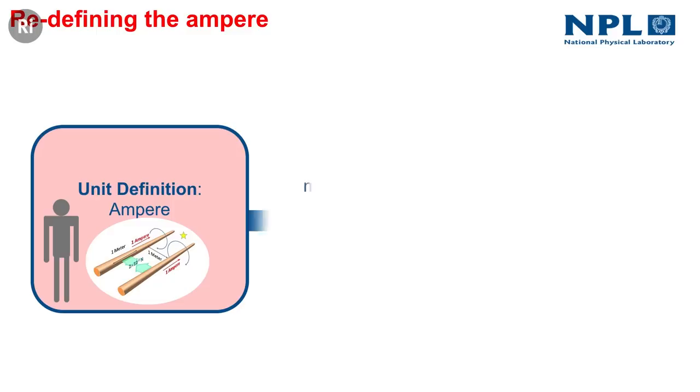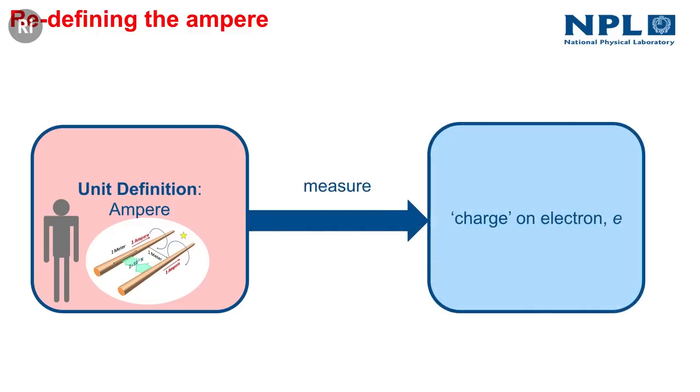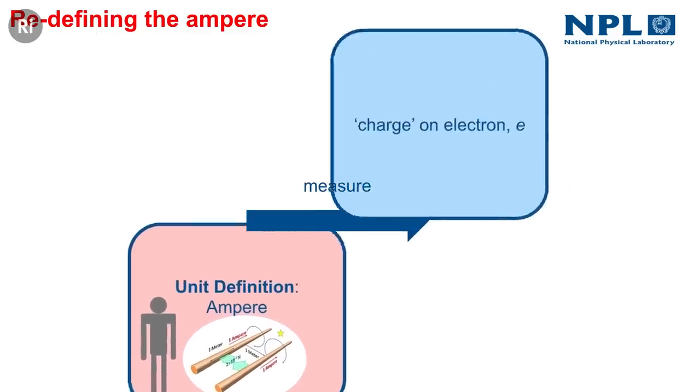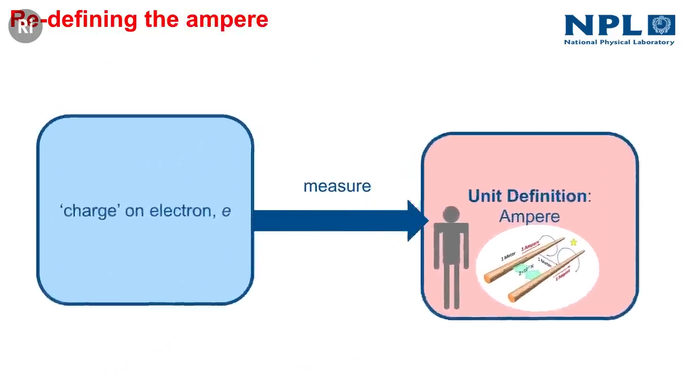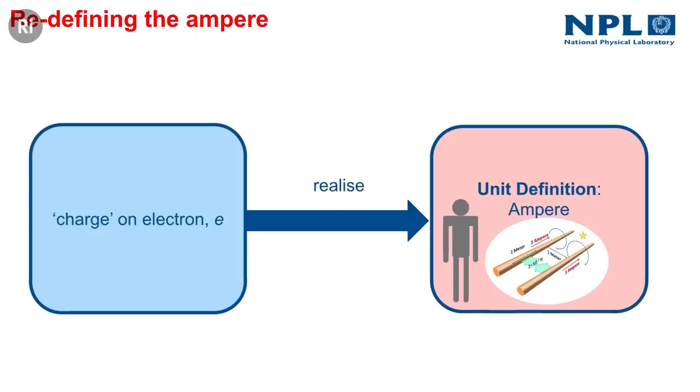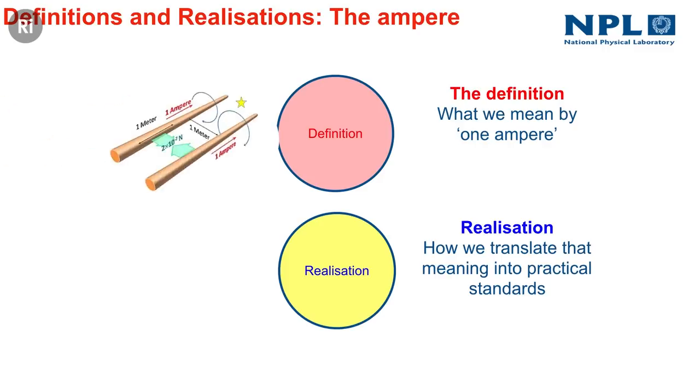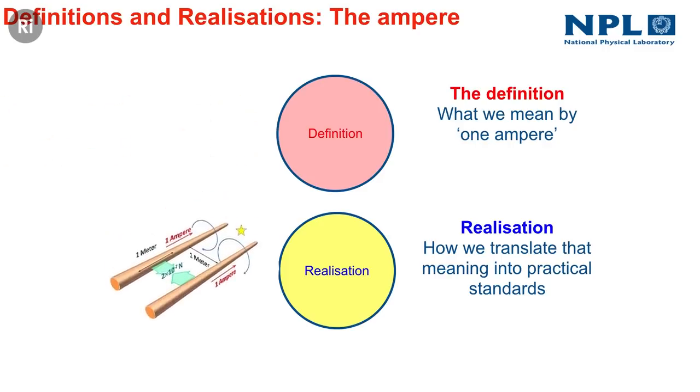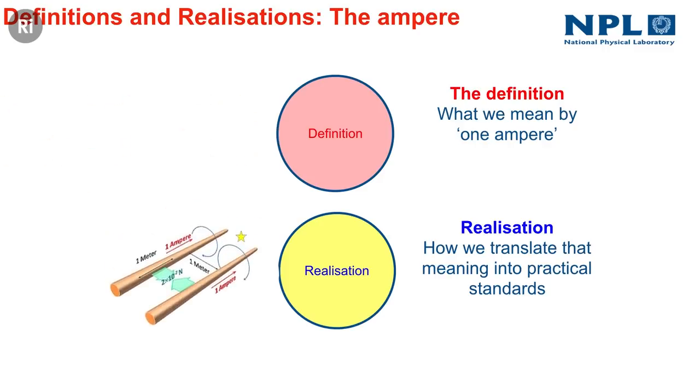I mean, it's a bonkers definition, but it was written that way to allow people to wind coils and have calculable forces between coils. We're going to take that definition, which we've used to measure the charge on the electron, and swap them round. So now the charge on the electron is the fundamental thing we really believe. We'll have a unit definition in terms of that, and that'll tell us how to make an ampere and how to measure it. So that definition is part of forces between coils, that's how we realize it.